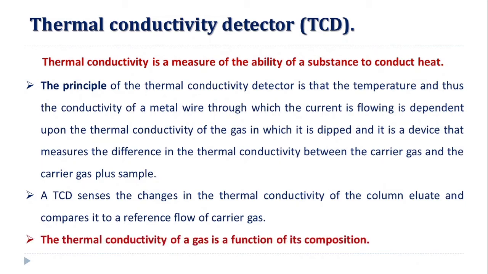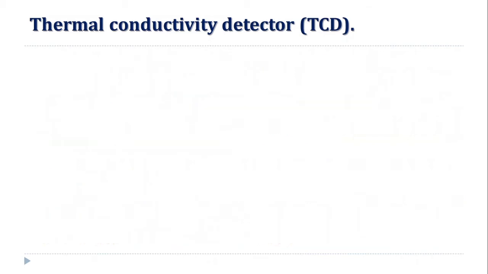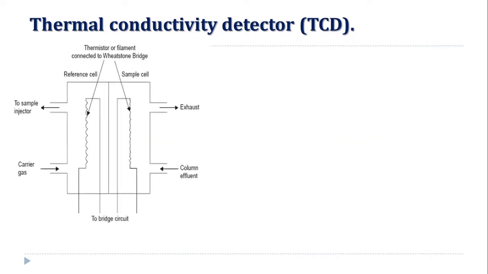The thermal conductivity of a gas is a function of its composition. What the components are, what the composition is, what sample is present in the gas, the thermal conductivity depends upon that. Let us see in the instrument how the thermal conductivity detects. We will see the diagram. So this is the general diagram for the thermal conductivity detector. It is divided into two equal parts, two equal circuits. These are the bridge circuits, and these are the wires of thermistor or filaments connected to the Wheatstone bridge. So this actually detects the conductivity.